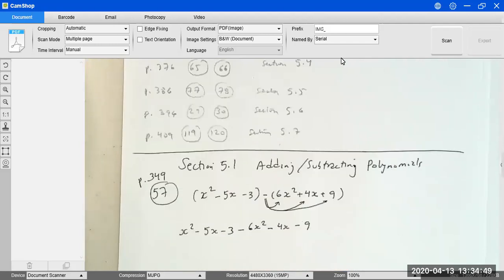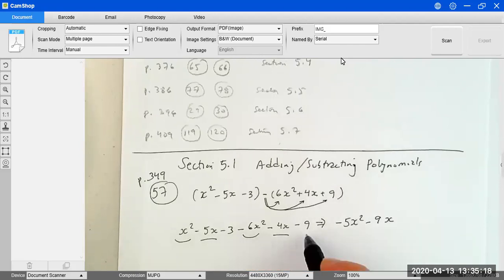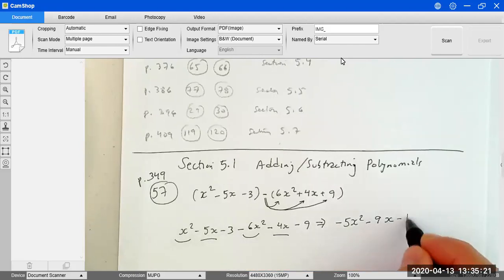Then you just combine like terms. So I have x squared minus 6x squared. This is going to be just negative 5x squared. Then I have negative 5x, negative 4x. If I combine two negative numbers, I'm going to get a negative number, so it's going to be negative 9x. And then I have my constant terms, negative 3 and negative 9. If I combine two negative numbers, I'm going to get another negative number. In this case, it's going to be negative 12. So that's the first problem.